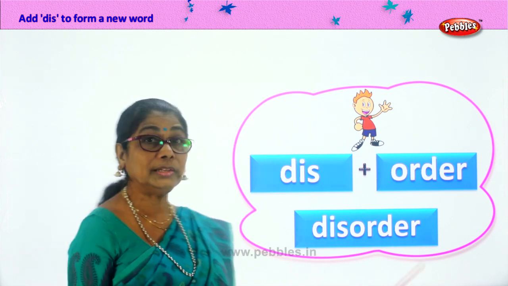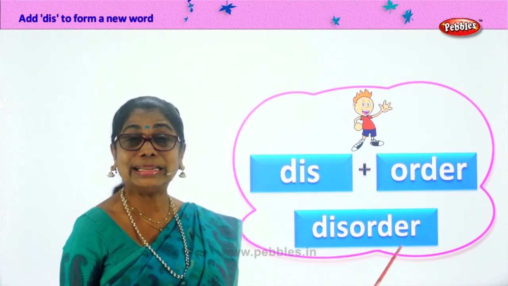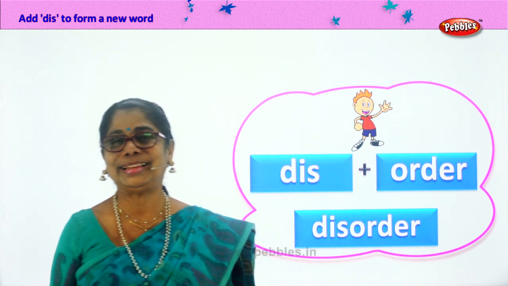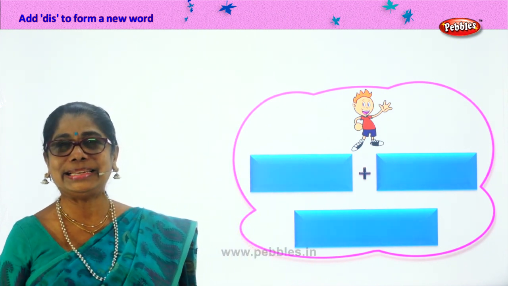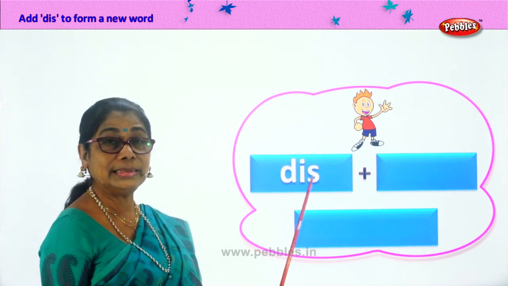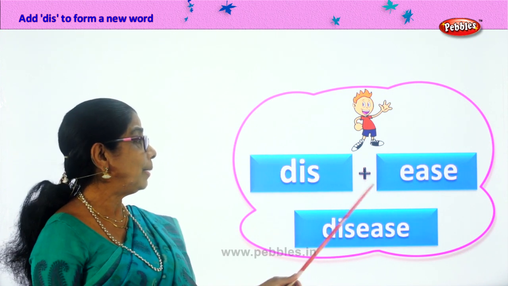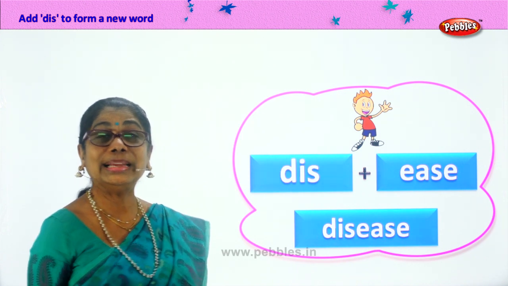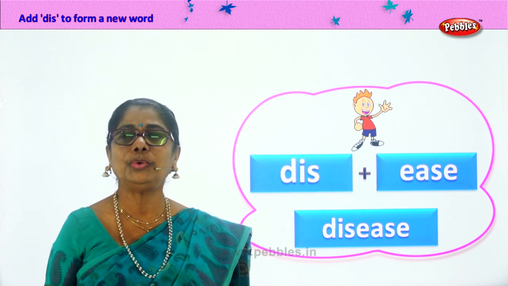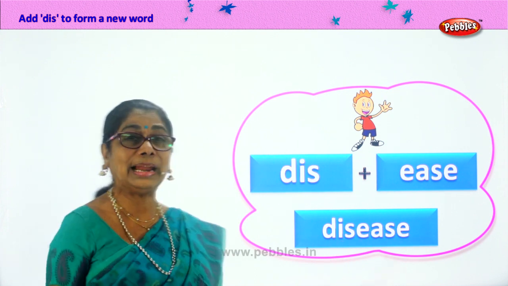Why is the room in disorder? Spell disorder. D-I-S-O-R-D-E-R, disorder. Good. Let's take another word and place this in front of it. D-I-S, this plus is, you get a new word, disease. What is the disease? Some illness. Okay?